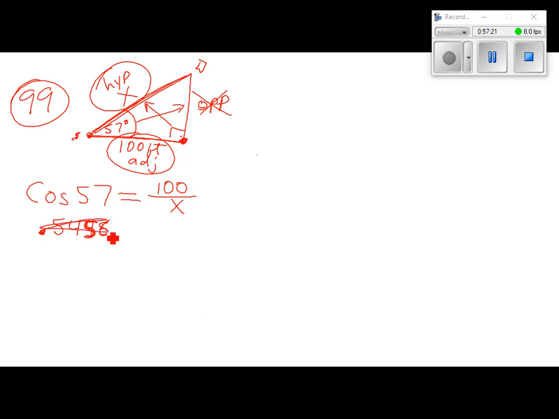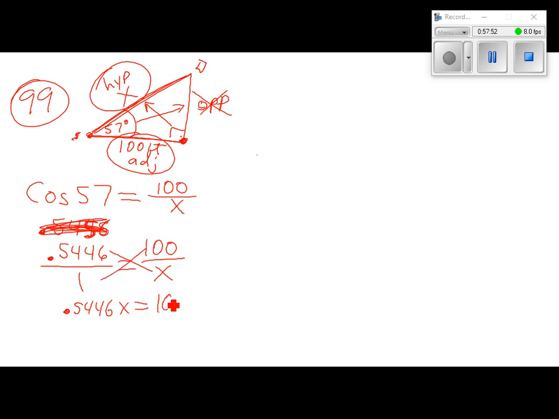It's 0.54463903. How many places do we go out for this stuff? Four places. Tell me four places. 0.5446. Yes. Then you put that over one. Put that over one. 100 over X. Now what? Cross multiply and divide. You get 0.5446 times X equals 100.